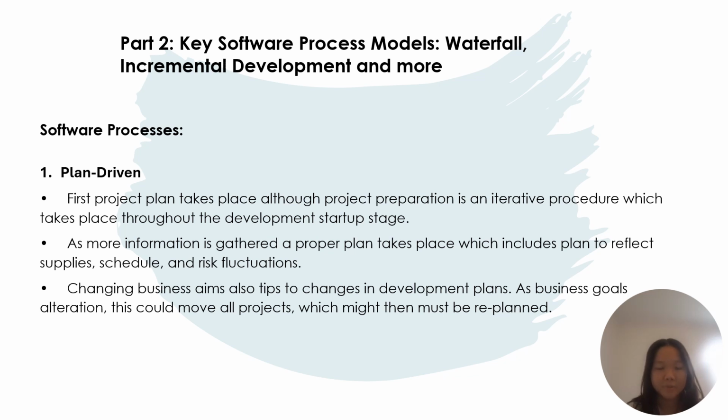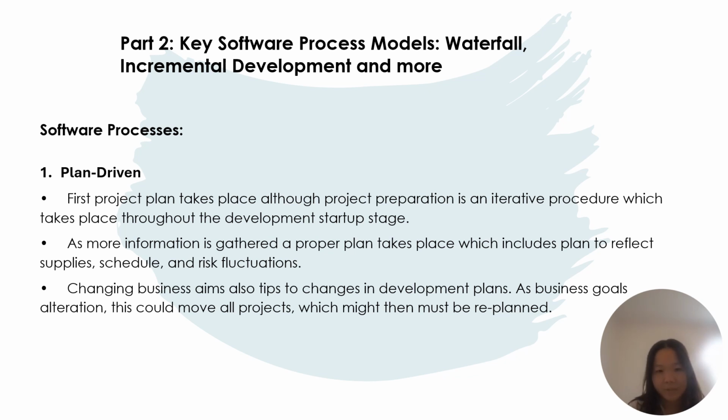So let's continue part two, key software process models. There are two types of software process: plan-driven and agile process. I'm going to start with plan-driven. What is plan-driven? All activities or processes in plan-driven are planned in advance.